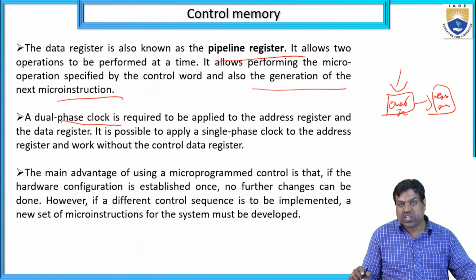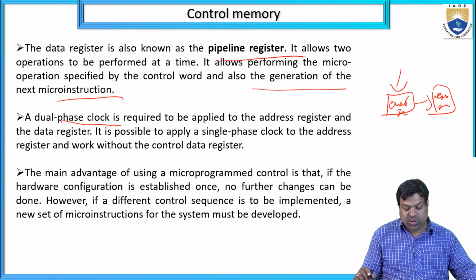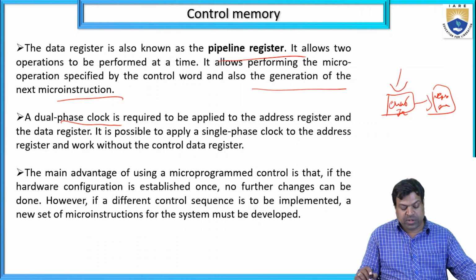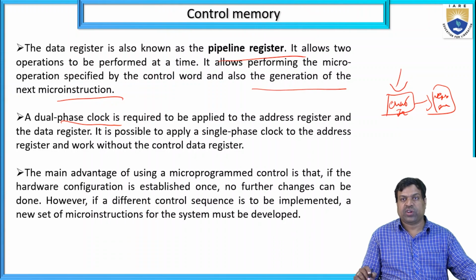So the main advantage of using a microprogrammed control is that if the hardware configuration is established once, no further changes can be done. However, if a different control sequence is to be implemented, a new set of micro operations for the system must be developed. So a dual phase clock for the input.